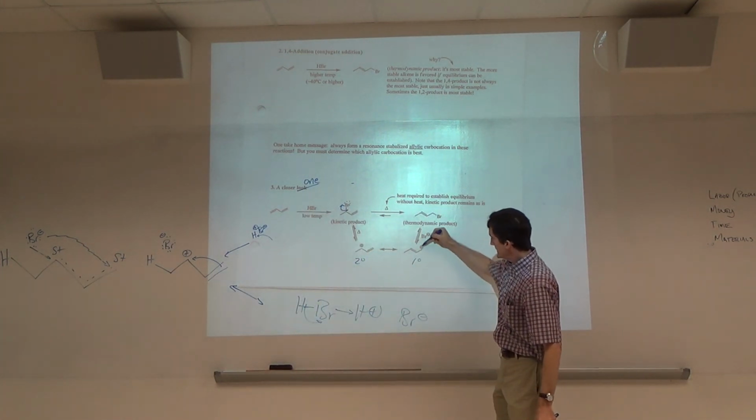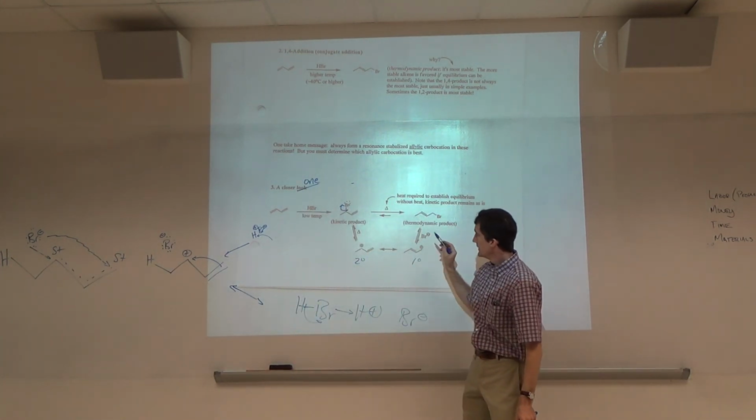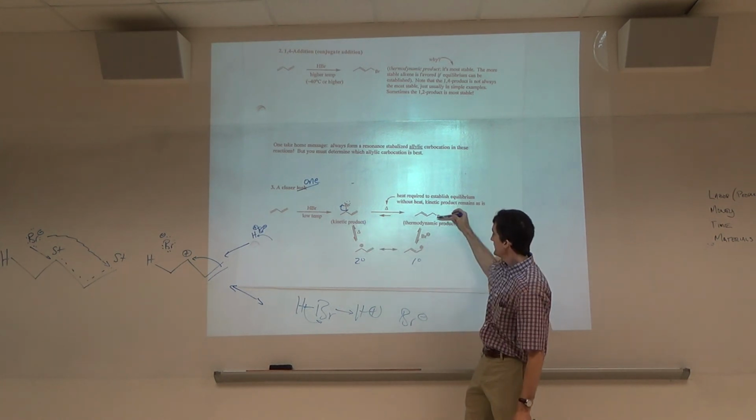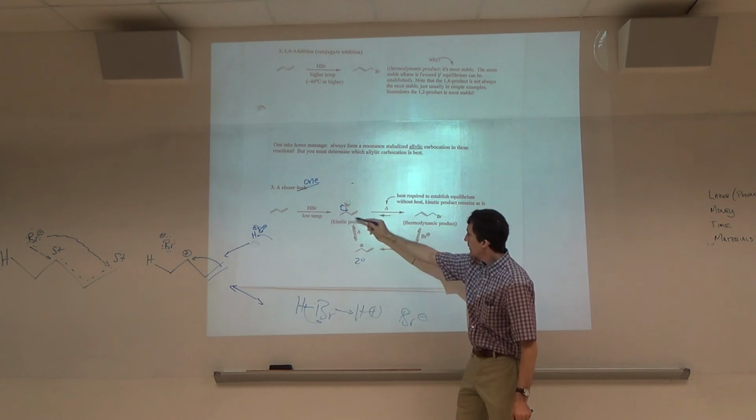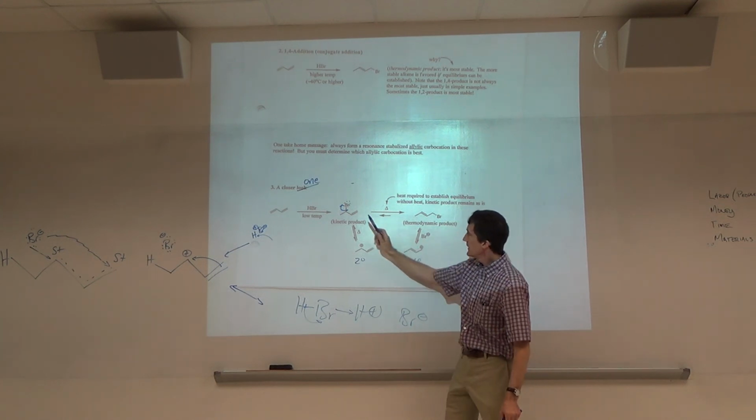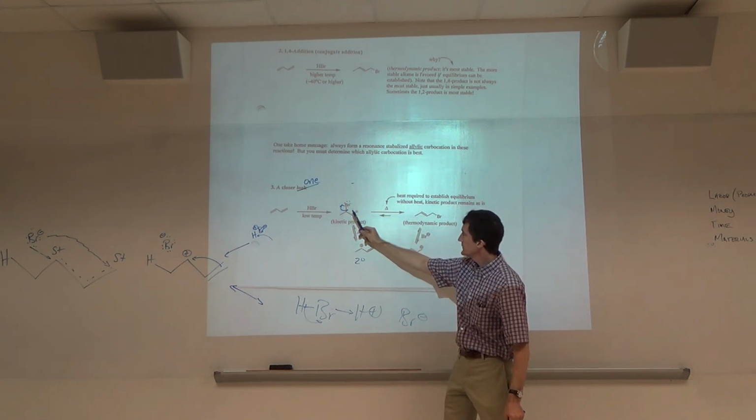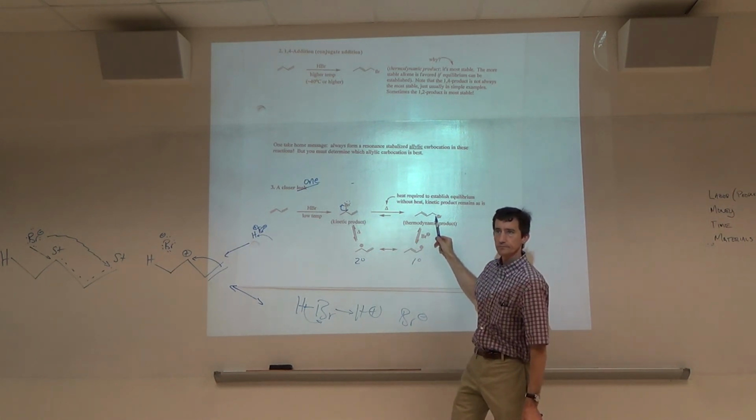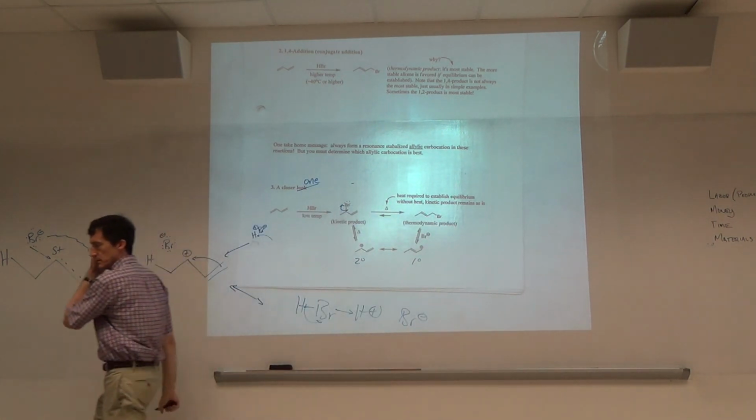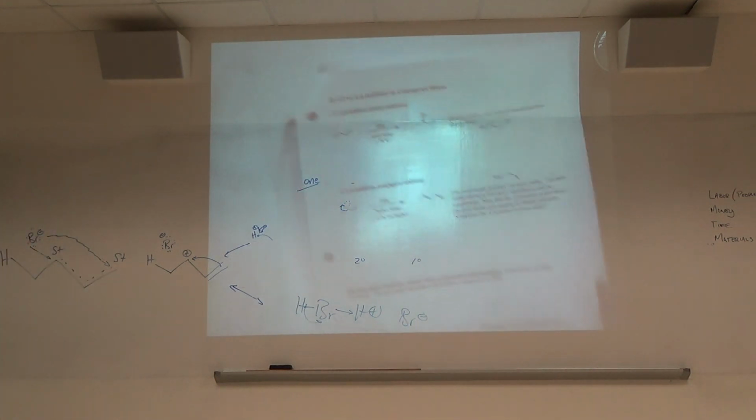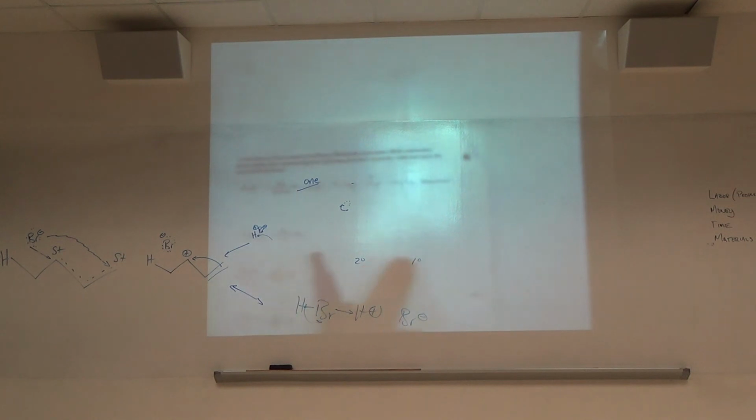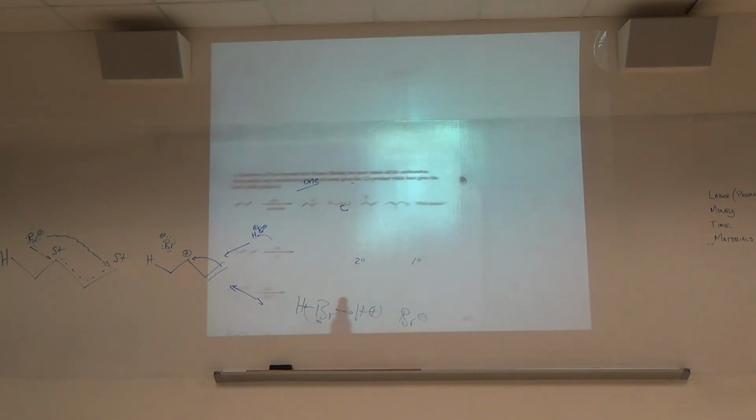But then the Br minus can attack here and you get that product. See, that all becomes an equilibrium. I mean, that can come off, and you can go back here. Once an equilibrium is established, your most favorable is preferred. And that's most favorable because it's more substituted. Okay, let's do some more examples of this. Any questions?